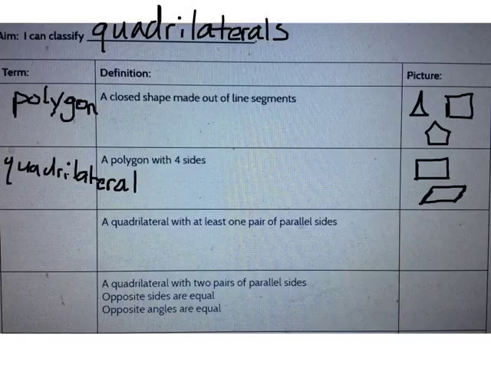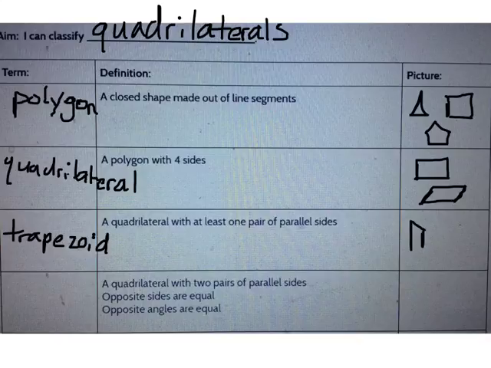Now, there are several different kinds of quadrilaterals that we're going to learn about. A quadrilateral with at least one pair of parallel sides is a trapezoid. A trapezoid has one pair of parallel sides. In the example I just drew, the 2 sides are parallel. They'll never touch. But the top and bottom are not parallel. In this example, the top and bottom are parallel, but the 2 sides are not. So when it has one set of parallel sides, it's a trapezoid.